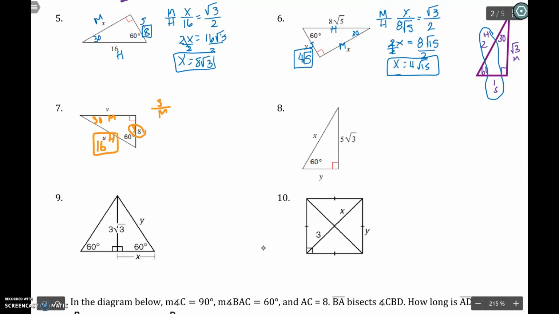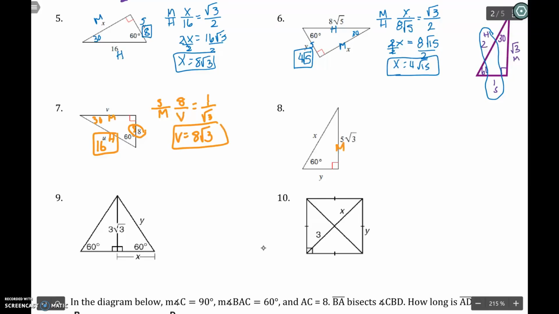And then to find the medium, we will set up our proportion. So our short side is 8 and our medium side is v. In the original, the short side is 1 and the medium side is radical 3. 1 times v is v, and then 8 radical 3, and you're done. Okay, on to number 8.